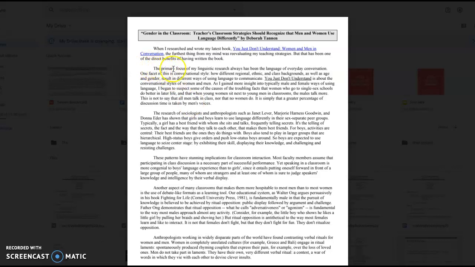She says, "The primary focus of my linguistic research always has been the language of everyday conversation. One facet of this is conversational style, how different regional, ethnic, and class backgrounds, as well as age and gender, result in different ways of using language to communicate. You just don't understand is about the conversational styles of women and men."